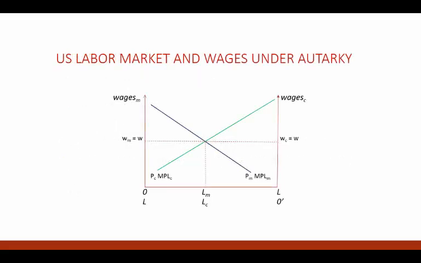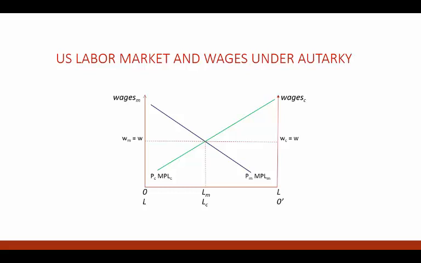We'll focus on the US in what follows. The labor market can be depicted in the diagram on this slide. Here we have merged the labor market for the two industries in one graph. The labor market for machines is measured from left to right, OL, and the labor market for cloth measured from the right to left, O'L. L is the total number of labor in the US.